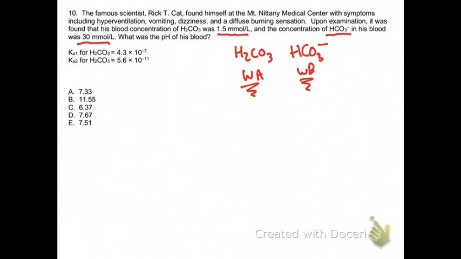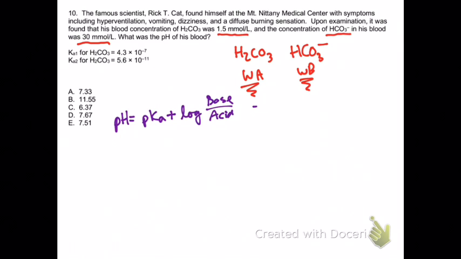Whenever we recognize that we have a buffer, we can use the Henderson-Hasselbalch equation, which is pH is equal to pKa plus the log of base over acid. It doesn't matter if we're looking at concentration or number of moles. Henderson-Hasselbalch is a robust equation, so as long as we just have the ratio of base to acid in whatever units, as long as we're consistent with our units, we'll be good to go.